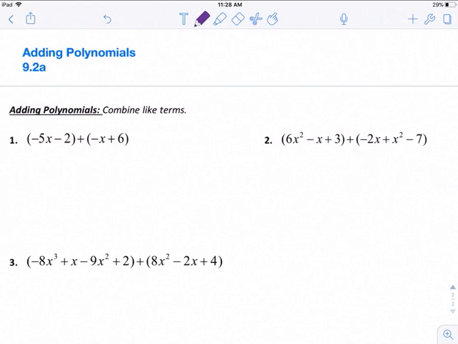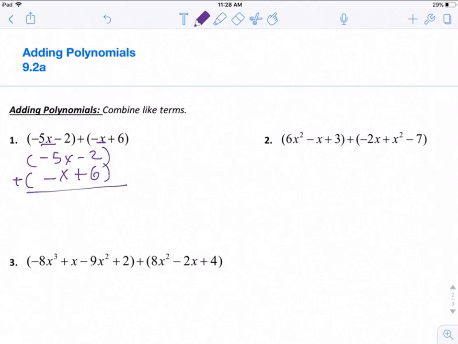So on the first one, this one is pretty easy. They're both in standard form with the variables in the front. They don't have any exponents. So what we would do is we would take one of these in parentheses, and we'd start with negative 5x minus 2. We put our plus sign here. We do the next one, and we match up the variables. This one has one variable, this one has a variable, so it's really easy. But negative x. And then plus our constant, like a like term. So it's pretty easy to go straight down.